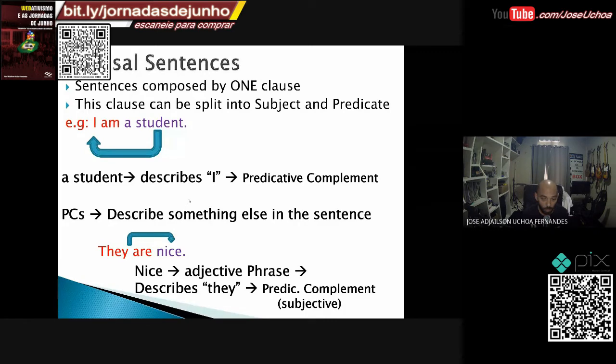So it's a predicative complement, and I say it's a predicative complement which is subjective because it is referring back to the subject, okay? I can establish a relationship of equality, of coincidence between nice and they. So they is the subject, nice describes they, so it's a predicative complement that we call subjective, or a predicative complement that is subject oriented. Okay? Any questions about predicative complements up to now?